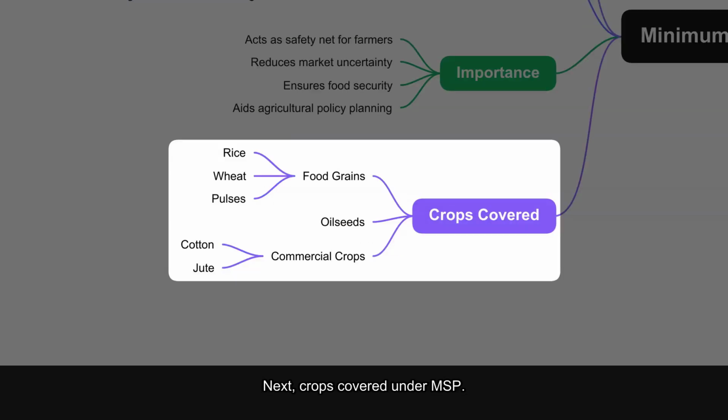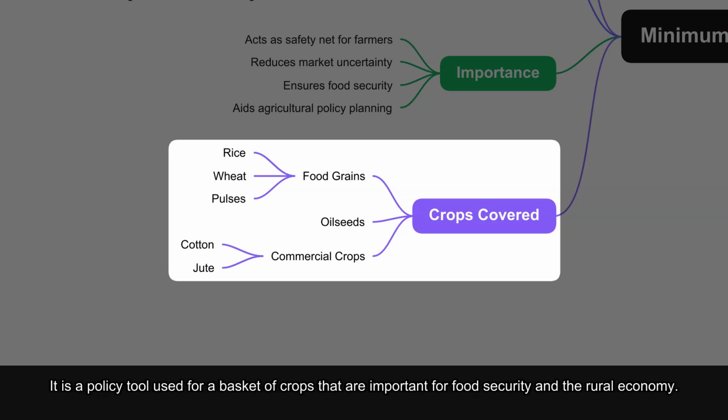Next, crops covered under MSP. MSP mainly covers key categories of crops. Under food grains, common examples are rice, wheat, and pulses. MSP also covers oilseeds. And under commercial crops, common examples include cotton and jute. So MSP is not about one crop. It is a policy tool used for a basket of crops that are important for food security and the rural economy.